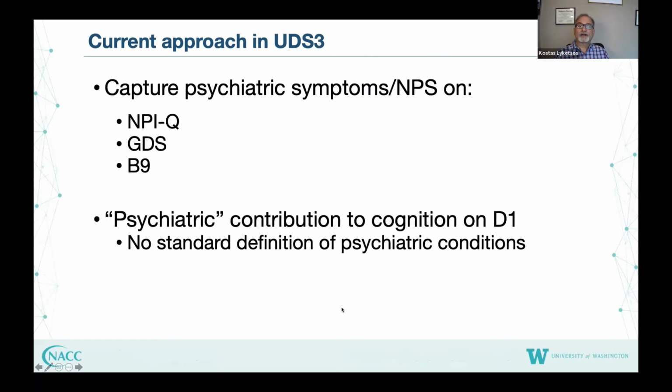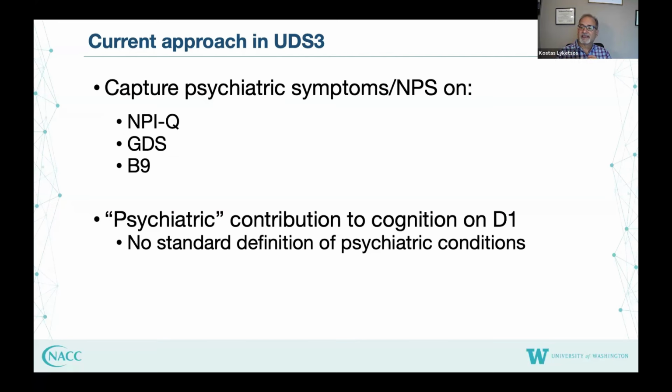So what is our current approach in UDS3? Well, the first piece that's necessary in every situation like this is to capture the psychiatric symptoms. In UDS3, they are captured three places: NPIQ, GDS, and Form B9. And they're captured in different ways. NPIQ is purely caregiver driven. It's basically the study partner report.